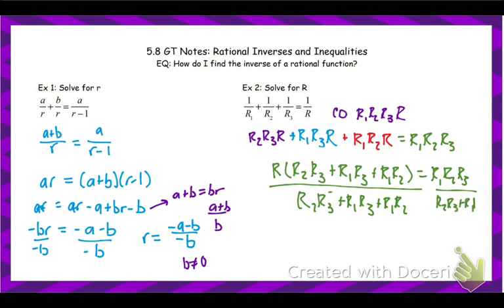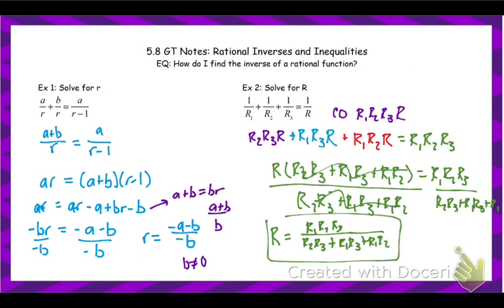And once I've done that, I'm going to run out of space, but you see what it is. This will cancel out when you divide, and you're left with r by itself. So I've got r1, r2, r3, all divided by r2, r3, plus r1, r3, plus r1, r2. And that's my final answer. So these can get a little messy.